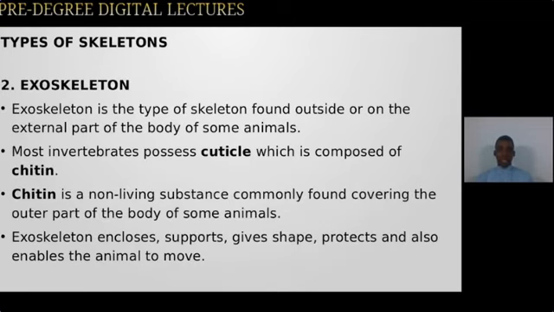Exoskeleton is another type. We talked about it when we talked about cuticle, because it's found exo, on the outer part of the organism. And like we said, most animals, invertebrates especially, possess cuticle, which is composed of chitin, a non-living structure. We talked about growth taking place only when the exoskeleton is shed, and that is by molting or ecdysis.